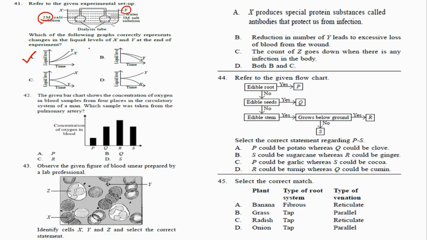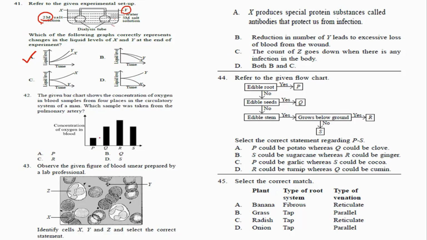Okay. Coming to the 42nd question, the given bar chart shows the concentration of oxygen in the blood sample from 4 places in the circulatory system of a man. Which sample was taken from the pulmonary artery? So here, these are the 4 sites P, Q, R, and S, and this is the concentration of oxygen in the blood, right? So P can be the pulmonary artery, that carries blood from the right ventricle to the lungs for oxygenation, right?